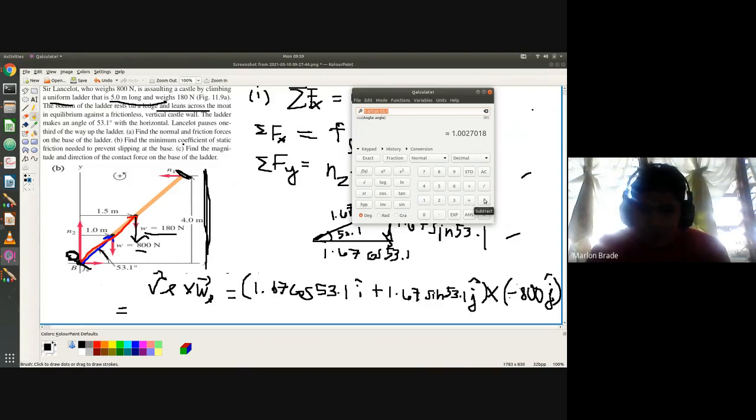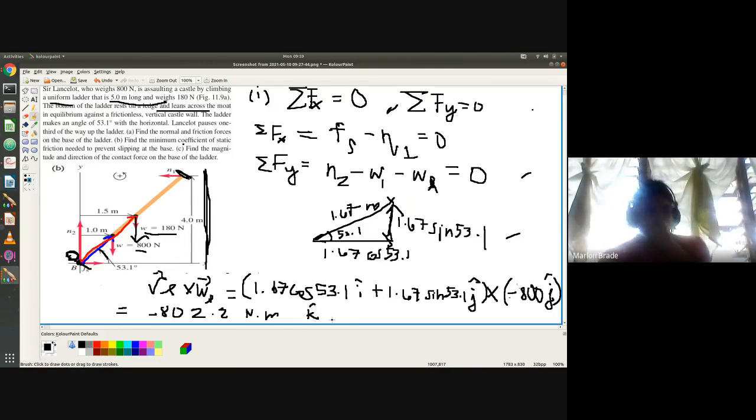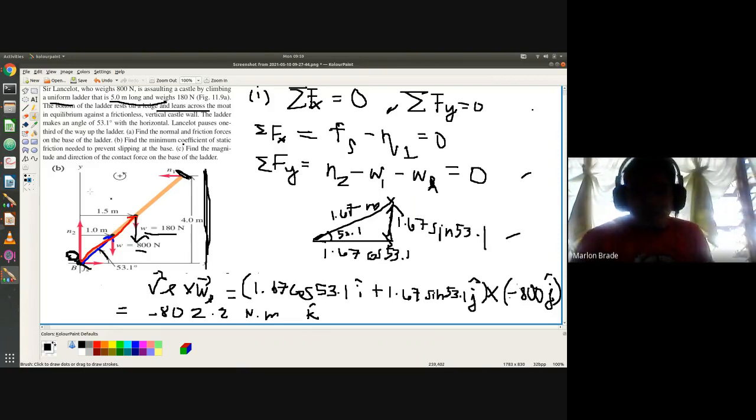Then times 800, and that is 802.2. So this is negative 802.2 newton meters, and the direction is negative k hat. So negative k hat is the direction. Okay, so that finishes the second one.